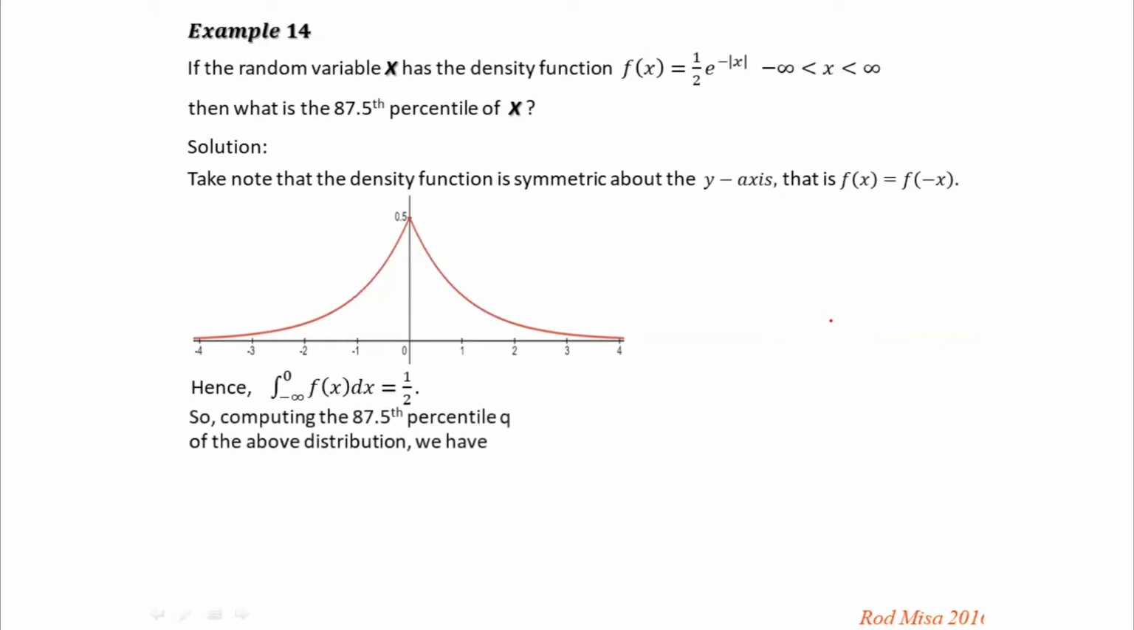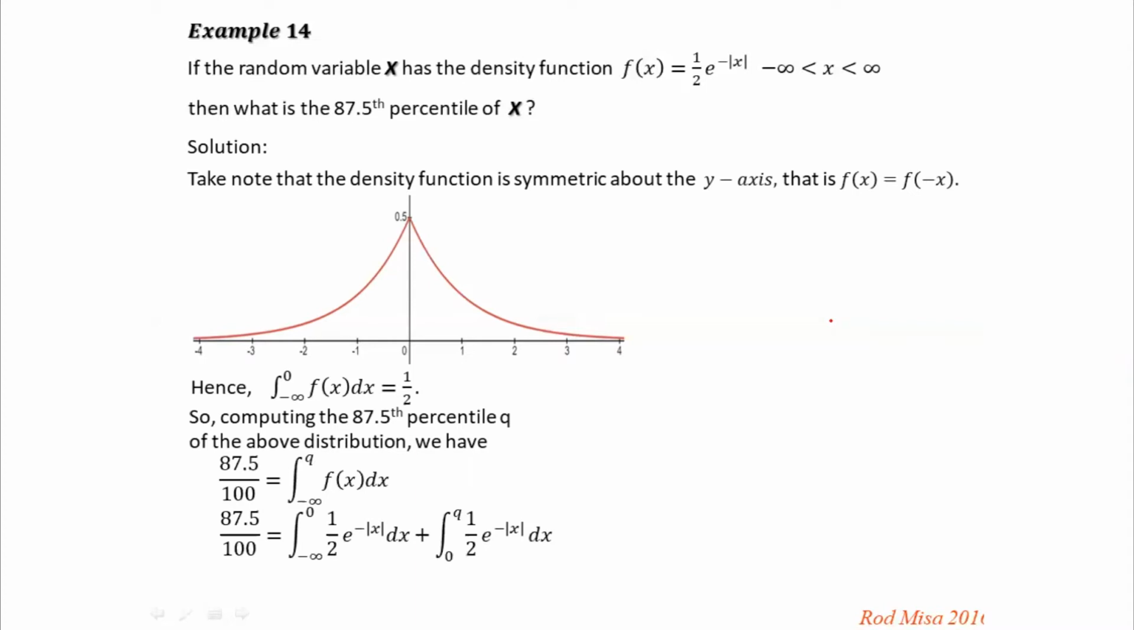So, computing for the 87.5th percentile Q of the above distribution, we have 87.5 over 100, which is equal to the integral of f of x dx from negative infinity to Q. So, 87.5 over 100 is equal to the integral of 1/2 of e to the power negative of the absolute value of x dx from negative infinity to 0 plus the integral of 1/2 of e to the power negative of the absolute value of x dx from 0 to q.